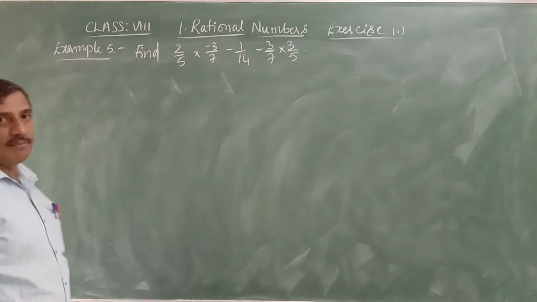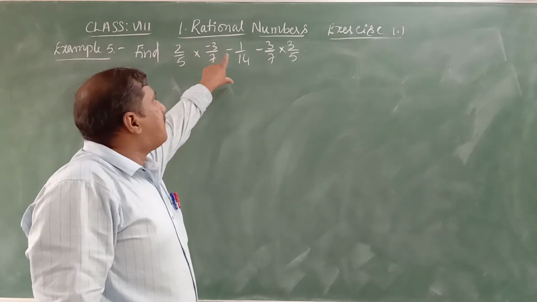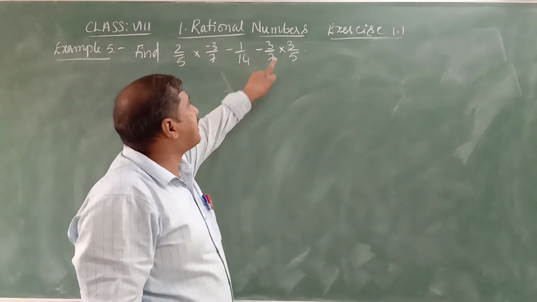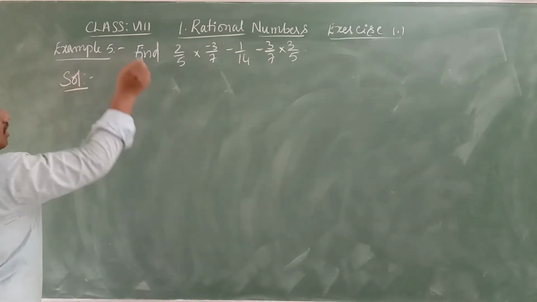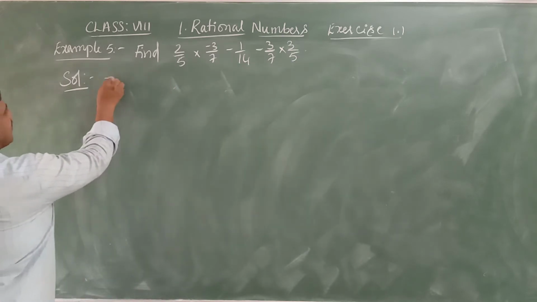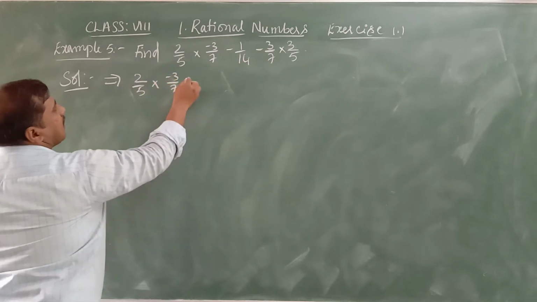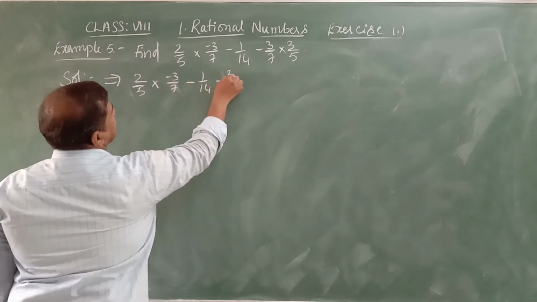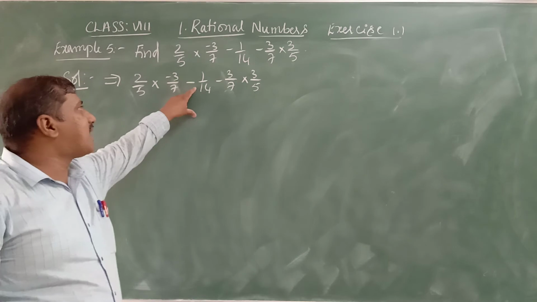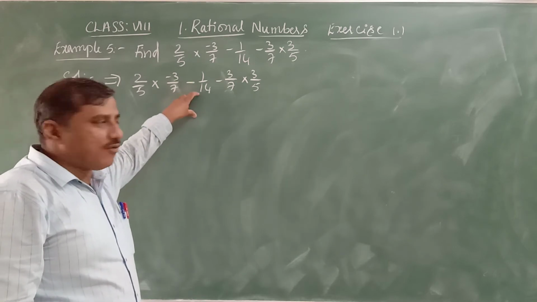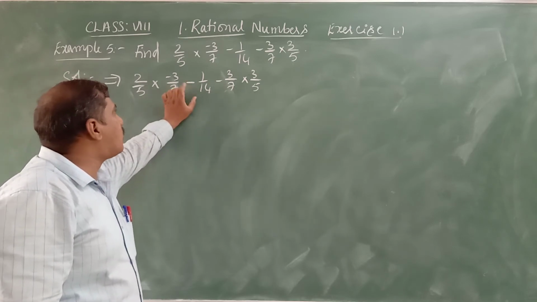Now we will discuss example 5. Find 2 by 5 into minus 3 by 7 minus 1 by 14 minus 3 by 7 into 3 by 5. You have to find its value using the properties of rational numbers. So what is given here? It is 2 by 5 into minus 3 by 7 minus 1 by 14 minus 3 by 7 into 3 by 5. You see here we are adding minus 1 by 14 to this product.